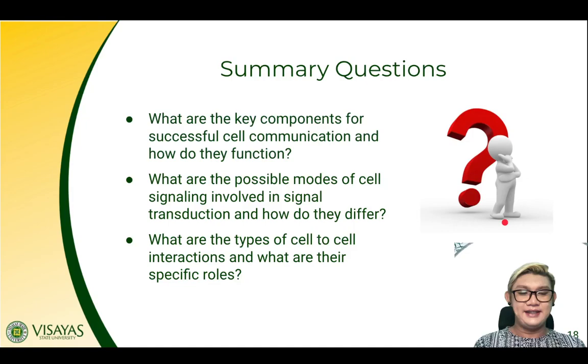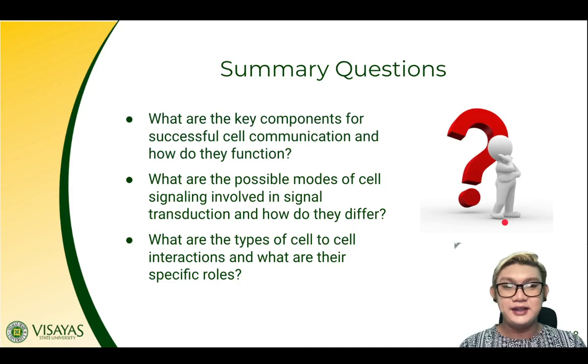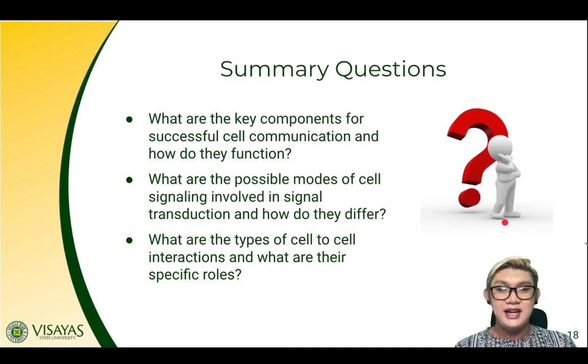Those are the different things that you need to learn in this lesson. If you want to be effective in reviewing the key concepts that we have learned, you should be able to answer these summary questions. What are the key components for successful cell communication, and how do they function? What are the possible modes of cell signaling involved in signal transduction, and how do they differ? What are the types of cell-to-cell interactions, and what are their specific roles? I hope you will be able to answer those as you go about the lessons that we have discussed today.